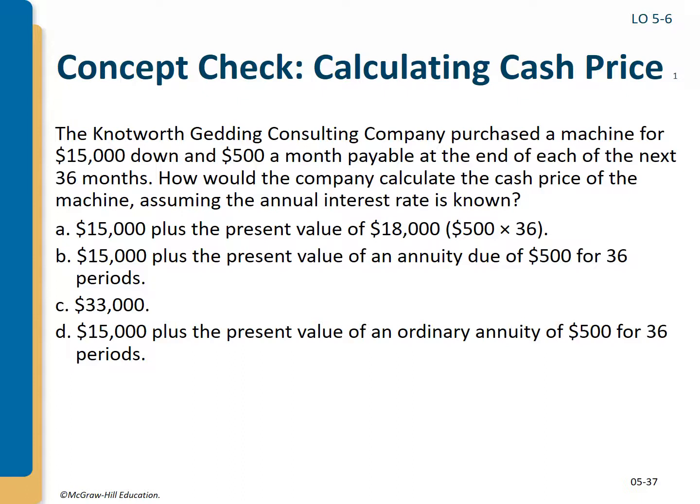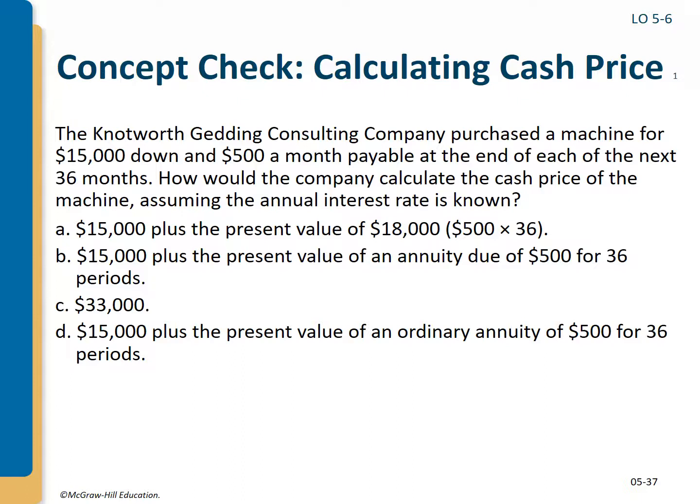How would the company calculate the price of the machine today, assuming the annual interest rate is known? We don't take the present value of $18,000 in A. No. That's like saying you're going to pay $18,000 at the end. No, you're paying $500 a month each month, and interest is compounding on this loan each month. So what we're going to do is take the $15,000 plus the present value.